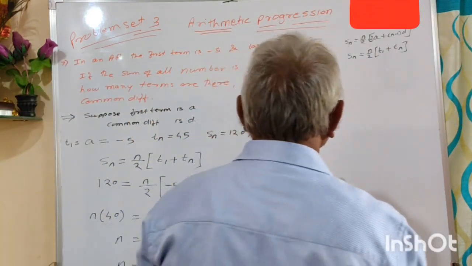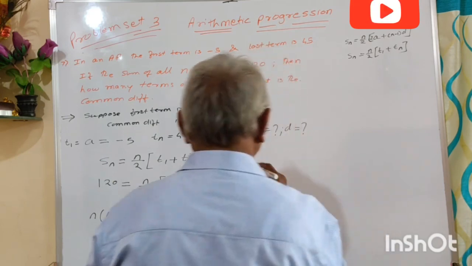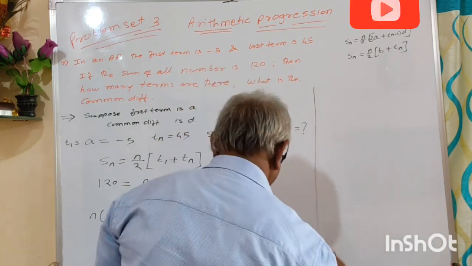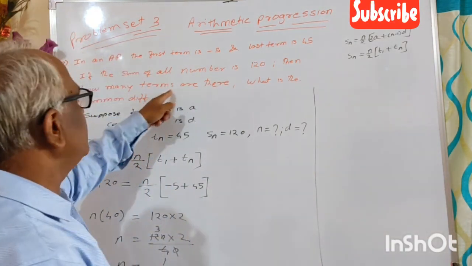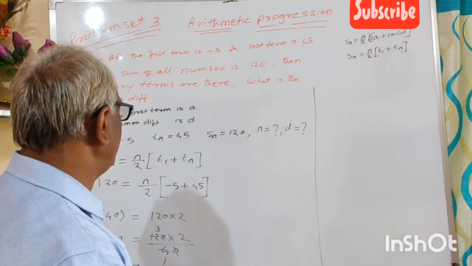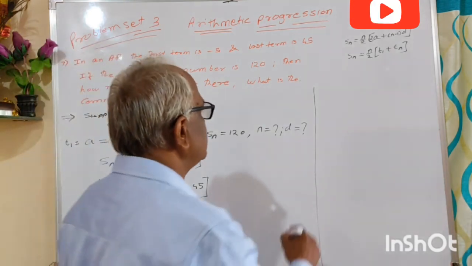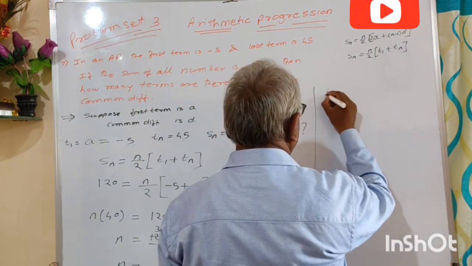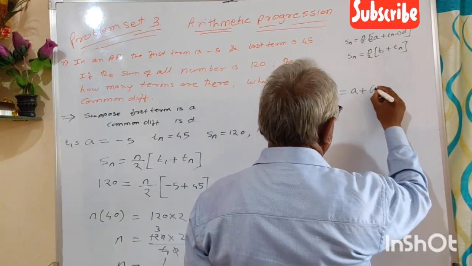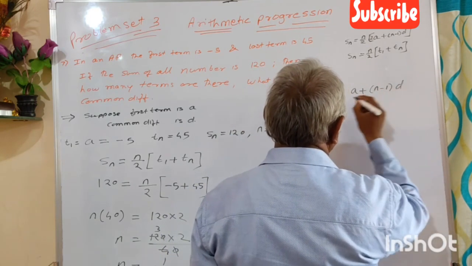Now here, how many terms are there? There are 6 terms. Now D is equal to, that we are going to find, that is the common difference. We know the Tn formula. Tn is equal to A plus in bracket n minus 1 into D.